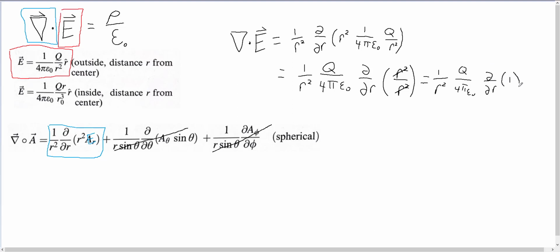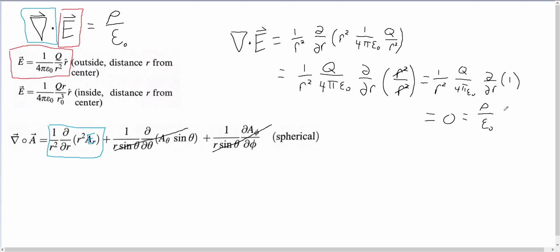Well, we know the number 1 is nothing more than a constant, and we know from our derivative rules that any derivative of a constant is going to be equal to 0. So that basically means that this whole expression comes down to 0. So what we essentially said was that the divergence, this thing on the left-hand side, which is supposed to equal the charge density divided by epsilon naught, is going to equal 0. So we just solved the left-hand side for a point outside of the sphere.